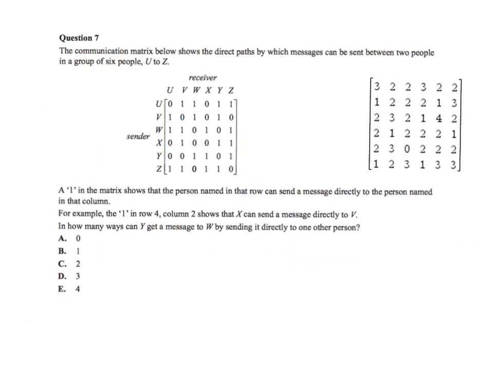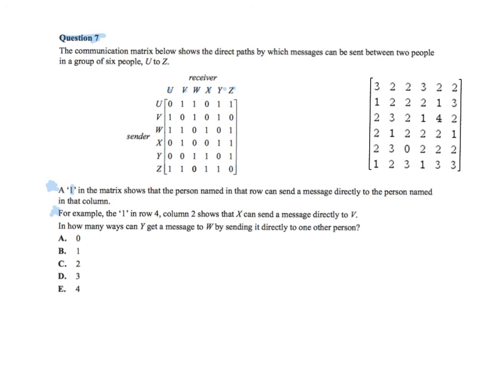Okay, so let's have a look at question 7. It says the communication matrix below shows the direct paths by which messages can be sent between 2 people in a group of 6 people, U to Z. So all these are people. They're always going to tell you in the exam that a 1 means that you can directly communicate with another person, and they'll give a little example so you understand.